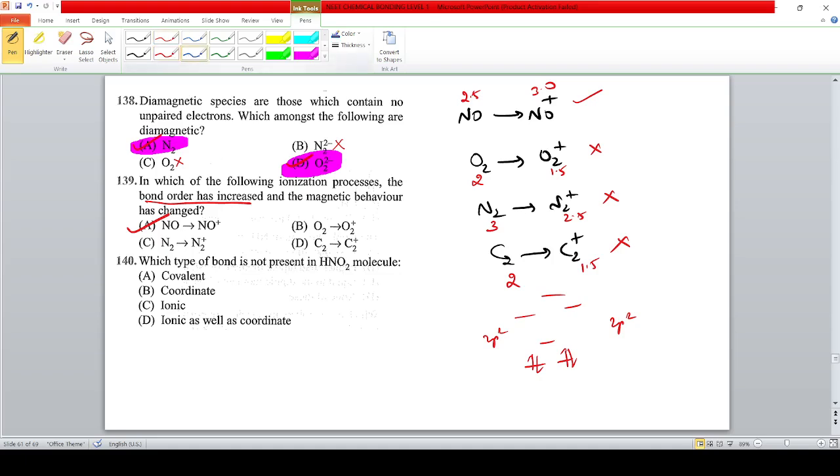140. What type of bond is not present in HNO2? HNO2. O double bond N bond OH. This is called HNO2. So all are covalent bonds only. So there is no ionic bond as well as no coordinate bond.